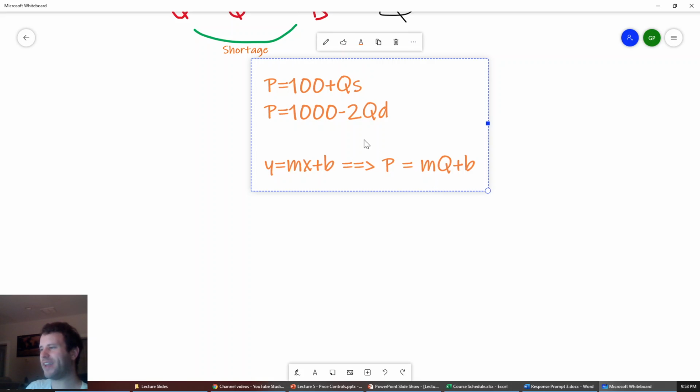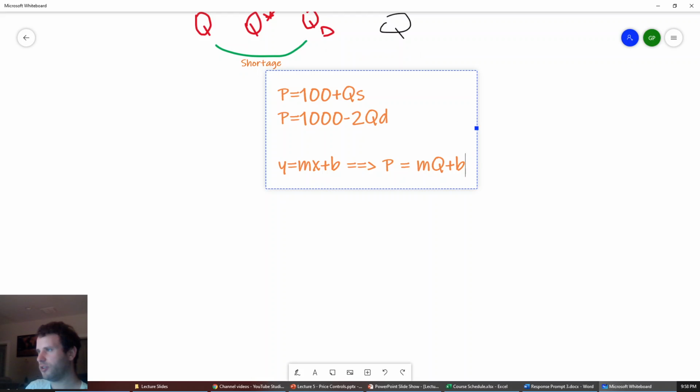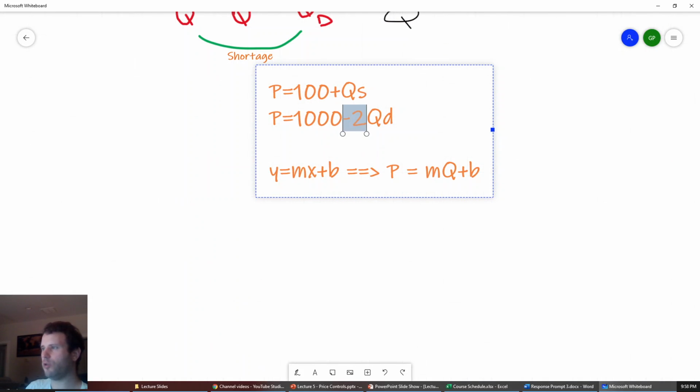Okay. For the demand equation, what's your slope? It's -2. Sorry about all the scrolling in and out. That's not intentional. Your slope for demand is -2, and your y-intercept for demand is 1,000.